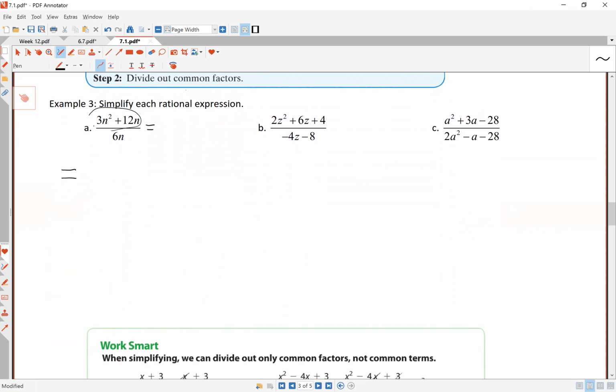My numerator has a GCF of 3n, and that will leave me with n plus 4. My denominator is 6n. So what's like each other on the top and the bottom are these n's right here. And then the 3 goes into 6 2 times, leaving the 3 gone on the top. So the only thing left over on the bottom is a 2, and the top is an n plus 4.